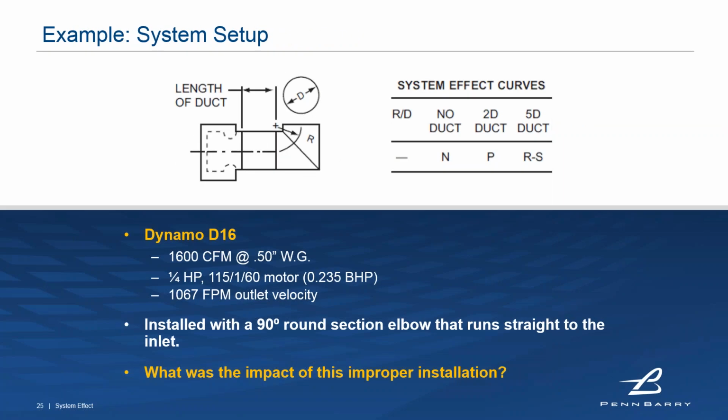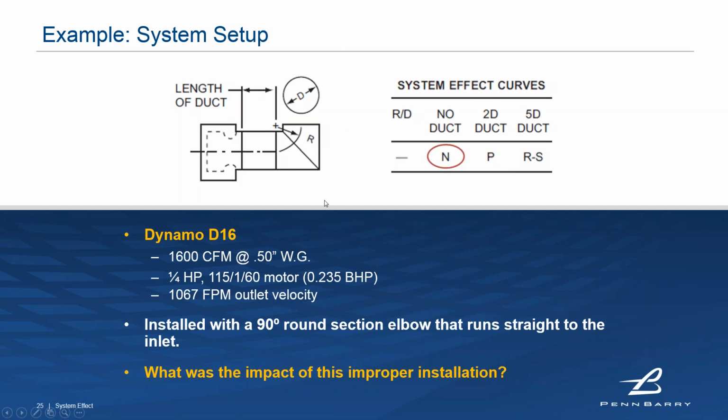Okay, so we're going to run through a problem here, or an example I should say, and talk about two solutions. One, where we have a transition, this corner to turn 90 degrees, and there is no ductwork on it. It's just a 90-degree round section, straight at the inlet.